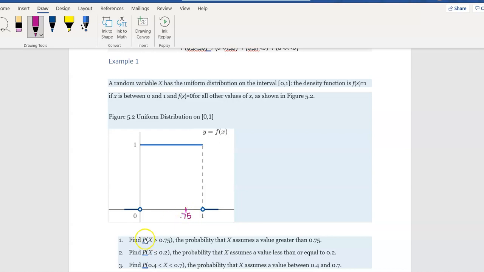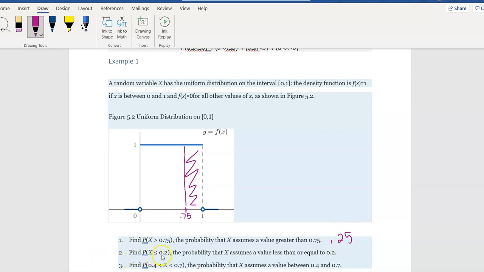Okay, now we want the probability that x is greater than 0.75. So we're looking at this area right here that's greater than 0.75. So let's notice the distance from here to here is 0.25, and then the height of that rectangle we just made is 1, and 1 times 0.25 makes this probability 0.25.